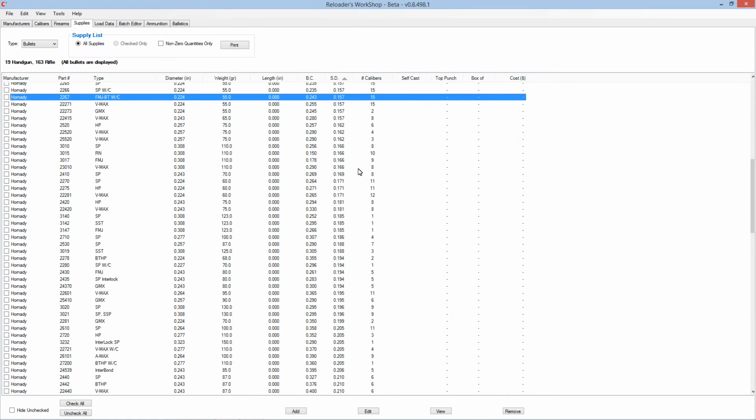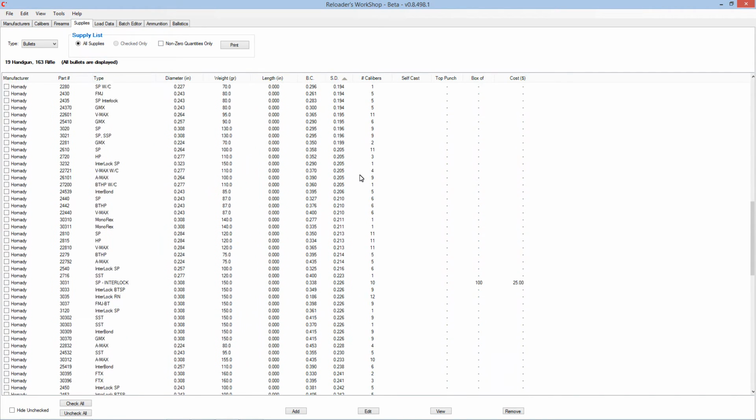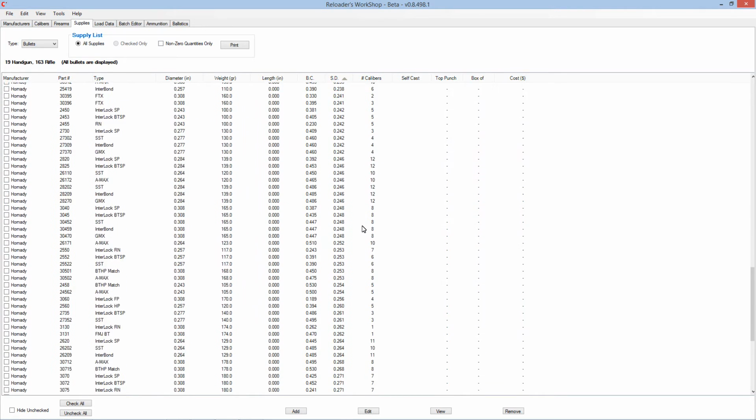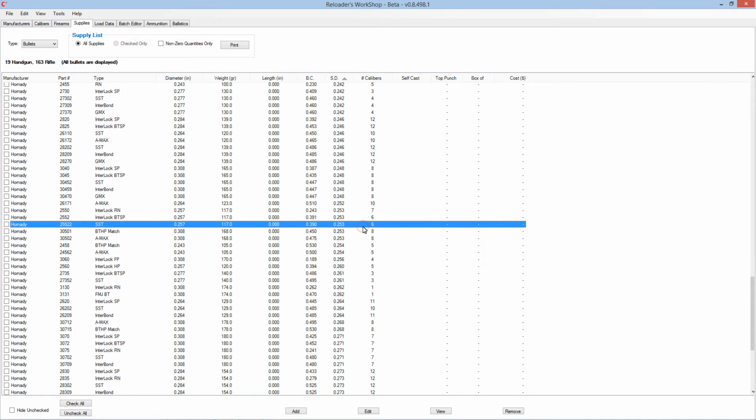At any rate, you can see that there's a wide range of sectional densities to choose from, and depending on your application in a hunting world, you can make a decision on which bullet to use based on the sectional density of the particular bullet.